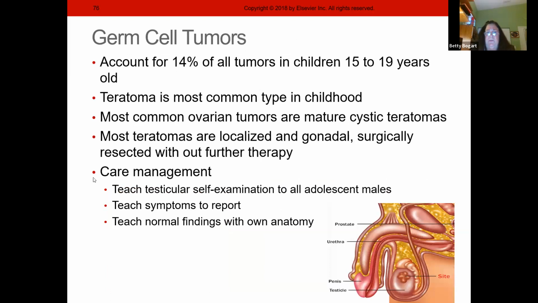Germ cell tumors. These we talk about. These are your testicles. Women do breast exams. Men should do testicular exams monthly. I had an 18-year-old boy come into the ER complaining of testicular pain. So when we went to examine it, it was the size of a grapefruit already.